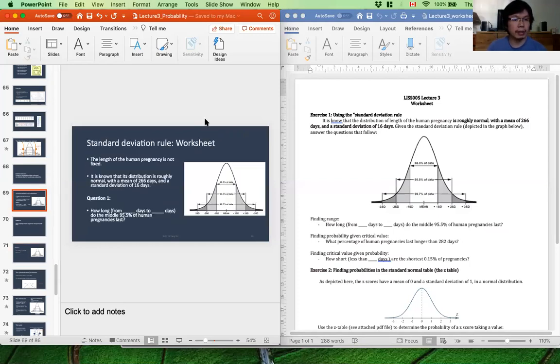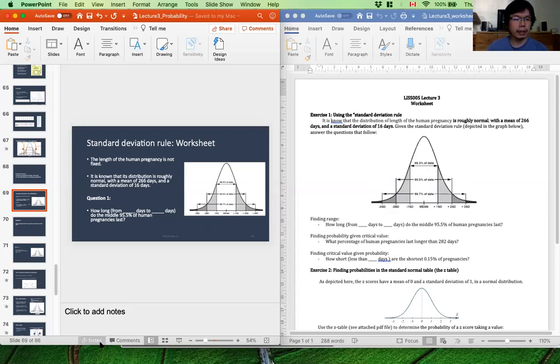So in the worksheet it describes that the length of human pregnancy happens to be normally distributed, right? It has a mean of 266 days and a standard deviation of 16 days. Now with this information and the standard deviation rules, we will be able to do quite a few things. The first thing is finding the range, right? How long does the middle 95.5% of human pregnancies last? We want to know the normal range of human pregnancy, so we can determine the lower bound and the upper bound using the standard deviation rule.